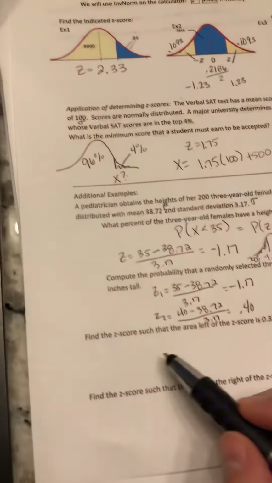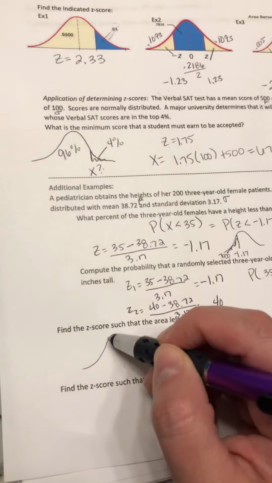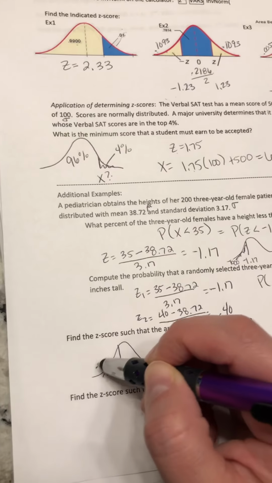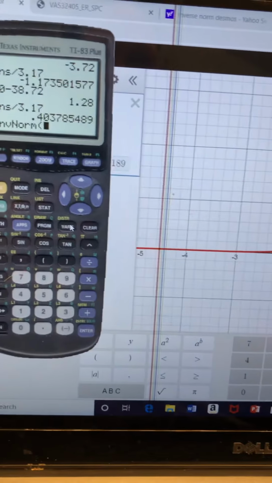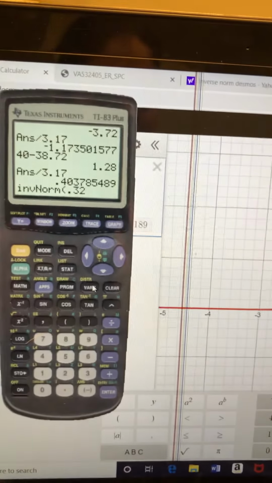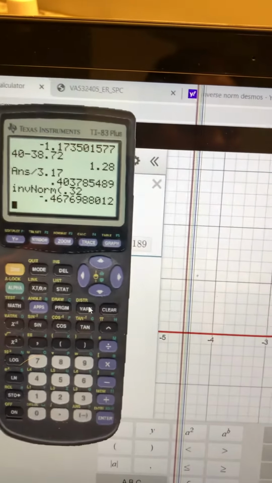So find the z-score so that the area to the left is 0.32. So here's the area to the left, 0.32. So what I'm going to do is inverse norm on the calculator, or you can use that Desmos program. So I'm going to do inverse norm of 0.32. That gives me Z is negative 0.47.